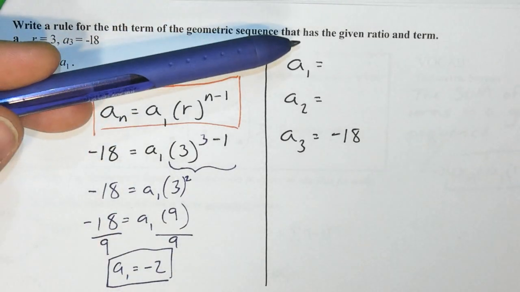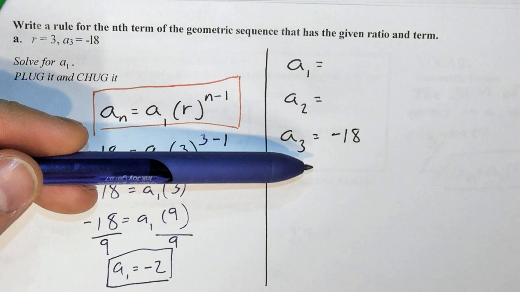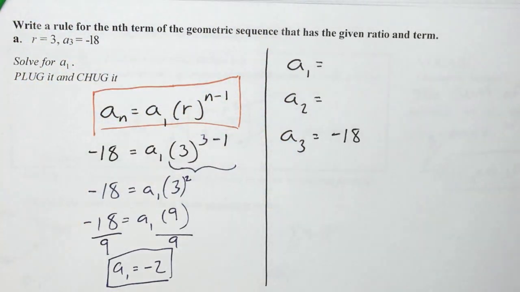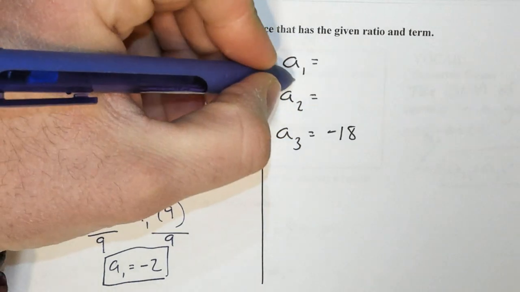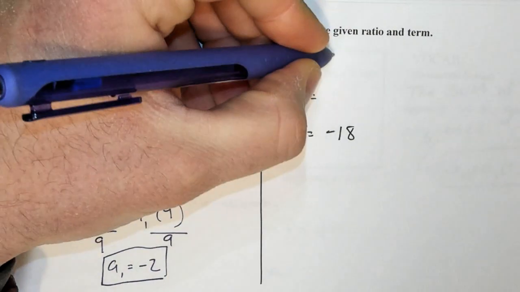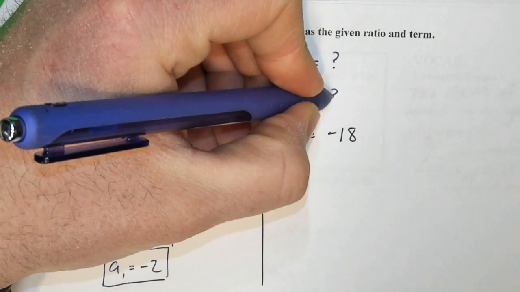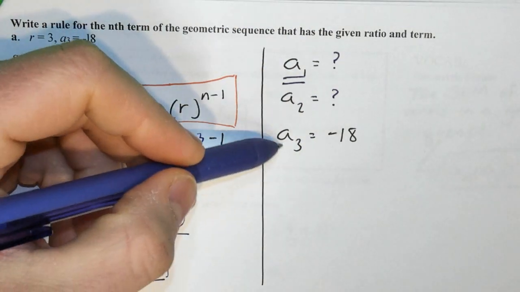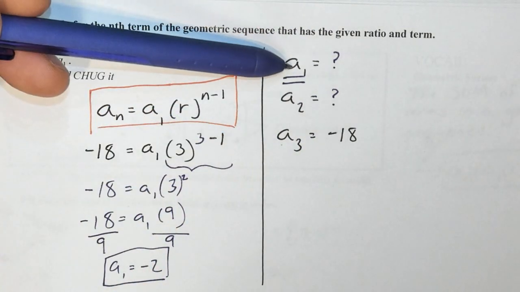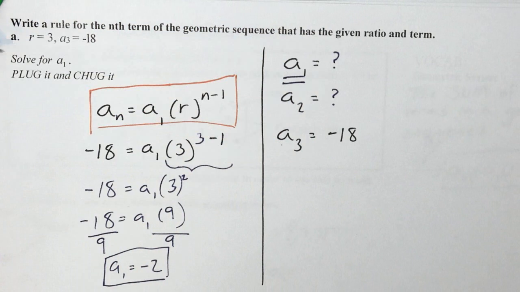Here what I have is I've taken a couple of moments to write out my list the best that I have. So right here I'd be interested to know what A1 is, but I don't. It is a mystery to me at this point. I'd also like to know what A2 is, but I don't know that either. But I do know A3. So what I've done here is I've started at A1 and I've counted all the way down to the term that I have, which happens to be A3.